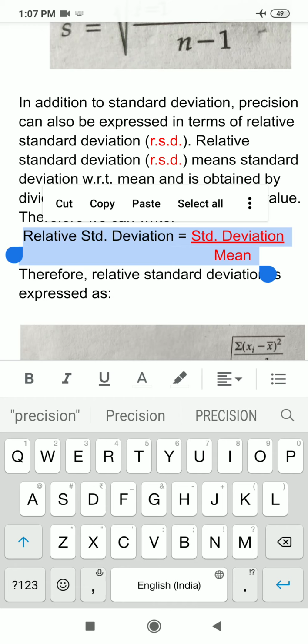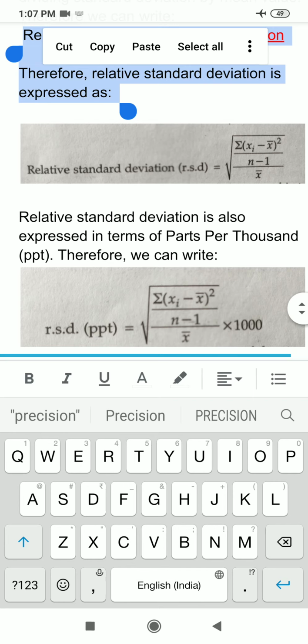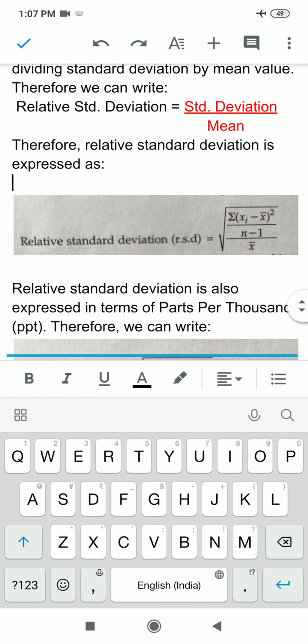Therefore relative standard deviation is expressed in terms of x and x bar. So relative standard deviation RSD will be equal to, you can see in the screenshot, under root of summation of xi minus x bar raised to power 2 divided by n minus 1, divided by x bar. So please note here that the numerator term, under root of summation of xi minus x bar raised to power 2 divided by n minus 1, is standard deviation, and x bar is mean value or mean.